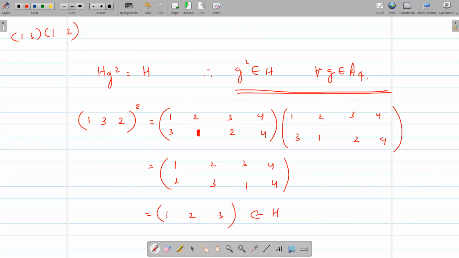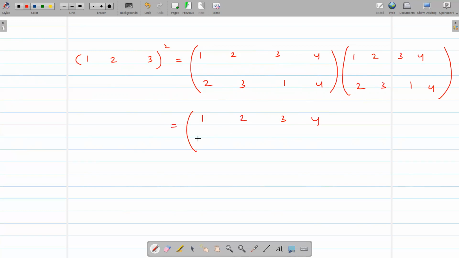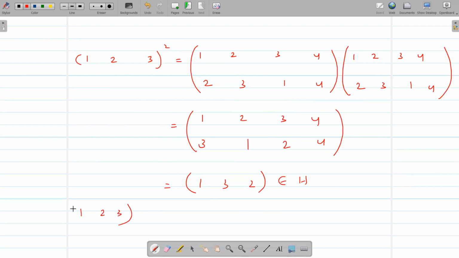This should belong to capital H. Also, we consider 123, which is a member of A4. So find 123 squared. 1 goes to 2, 2 goes to 3, 3 goes to 1, 4 goes to 4. Composing: 1 goes to 2, 2 goes to 3; 2 goes to 3, 3 goes to 1; 3 goes to 1, 1 goes to 2. And this is 132. So our immediate observation is that 123 and 132 should belong to H.